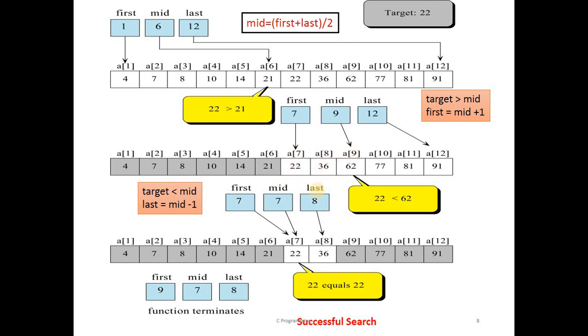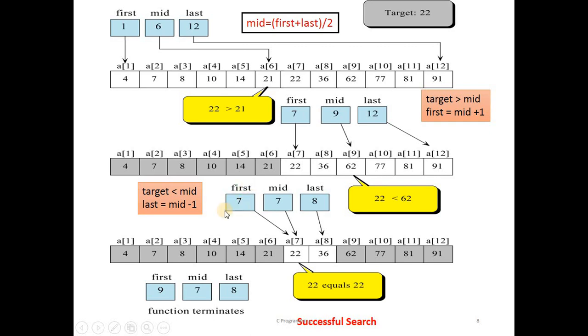For the left half of this subarray, we have to reset the last index. The last index is 12, but now it will be changed to 8, that is mid minus 1. Mid is 9, so the last value will be reset to this position. So in the program for this condition, I will write last equal to mid minus 1 for left half searching. The first value is still 7.